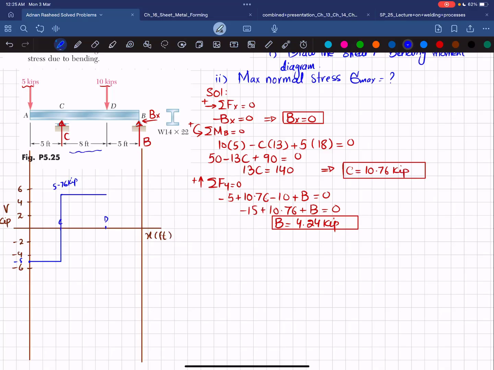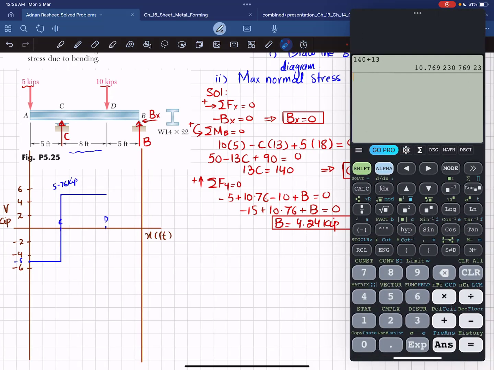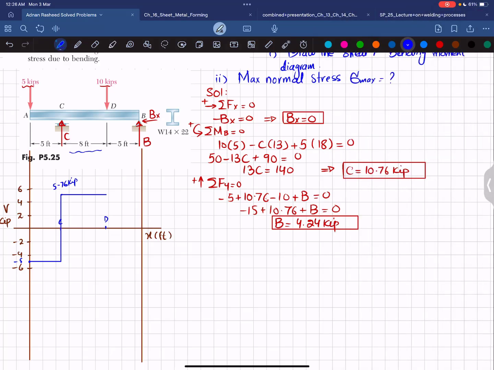At point D, you have a minus 10 kips load. So minus 5 plus 5.76 minus 10 will bring it to minus 4.24. Let me check it. 5.76 minus 10 is minus 4.24, so it will be somewhere here, like this. So shear force will change from this point to this point. From D to B there is no other force, so it will remain horizontal till point B, at minus 4.24. And at point B you have plus 4.24, which will bring it to 0 and complete your shear force diagram.